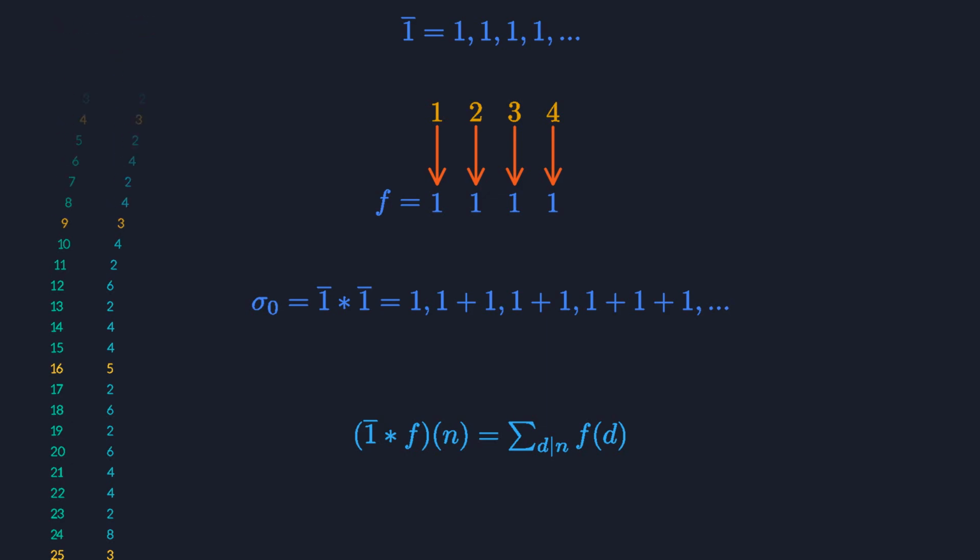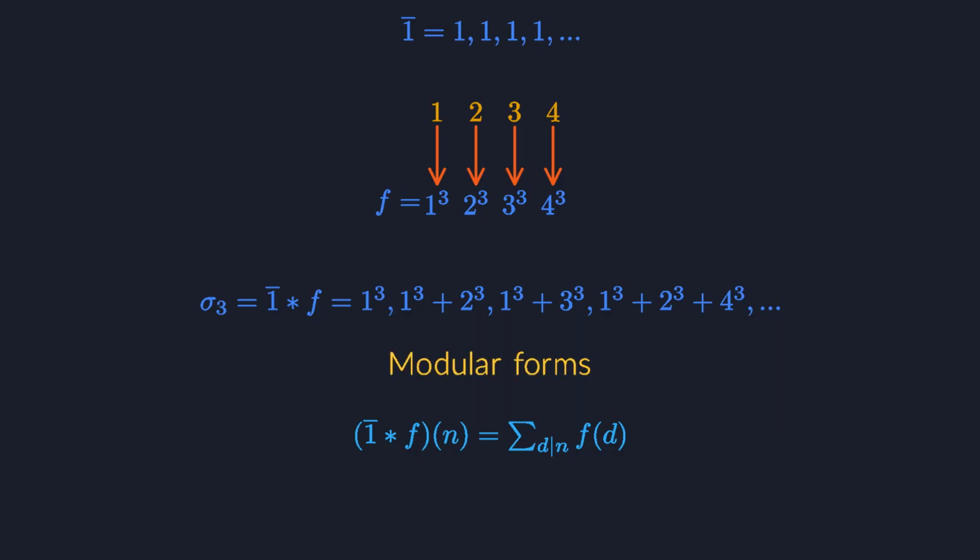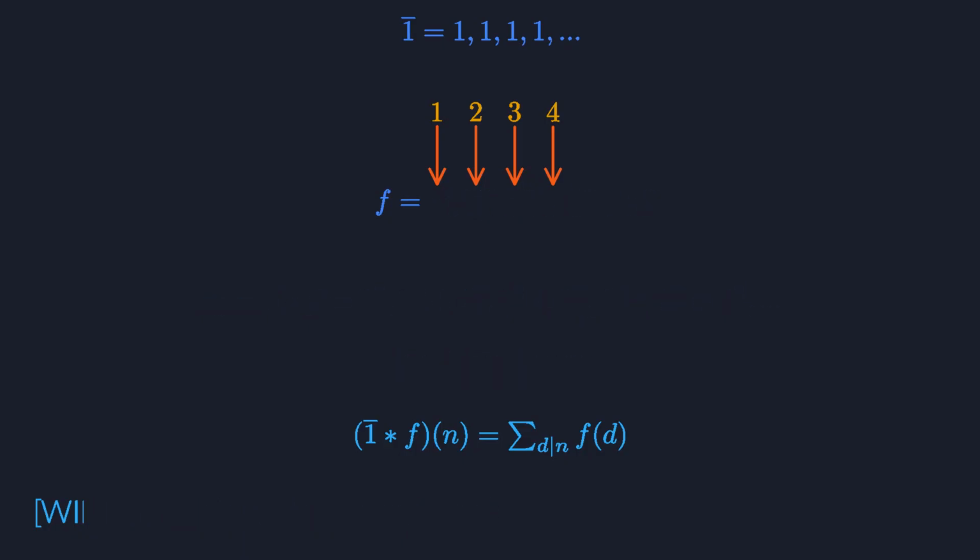You can experiment with other functions if you like. Try f of n equals n cubed. The convolution gives you the sum of the cubes of all divisors of a number. This function is useful in the study of modular forms, but we can't spend any time on that here. The Dirichlet convolution with one bar is so common and so useful that it has been given a name. It is known as the Moebius transform. It turns one sequence into another.